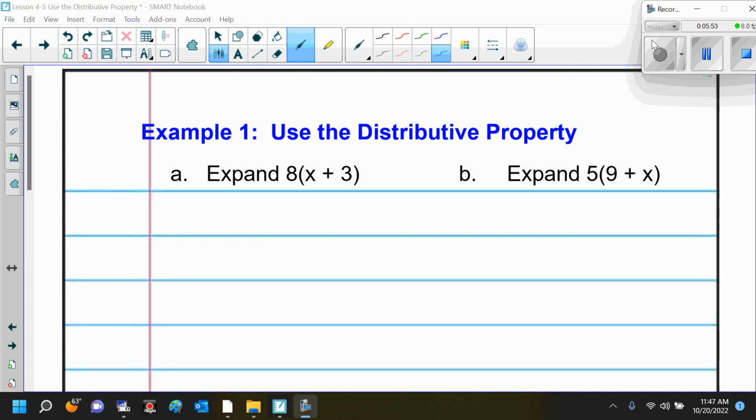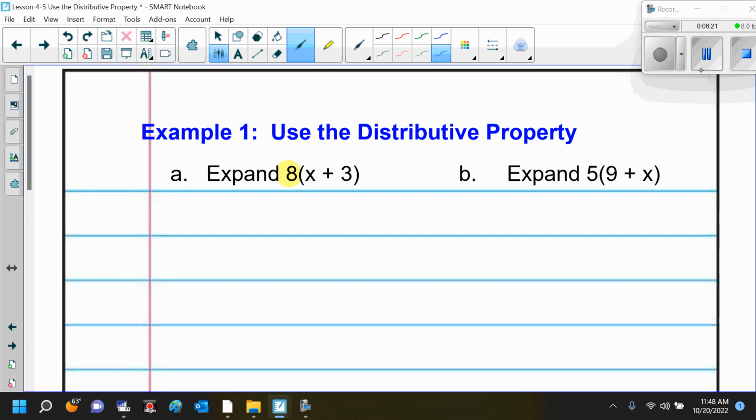So for example 1, we're going to use the distributive property. Both of these are adding, okay? So we want to expand 8 times the quantity x plus 3. So here we're going to take that 8 and we're going to multiply that throughout the parentheses.